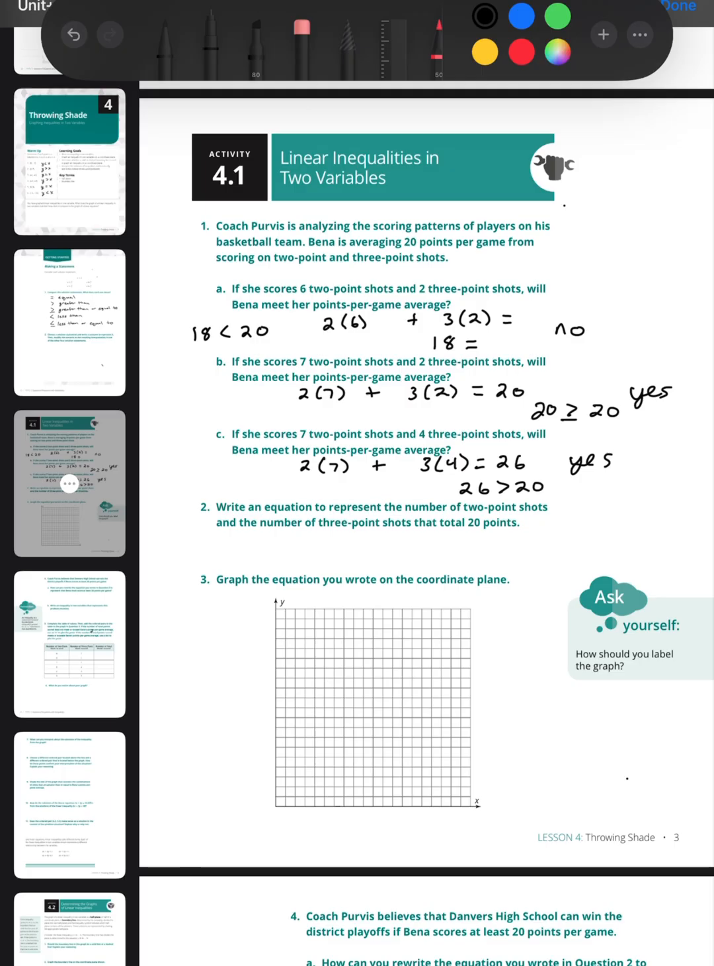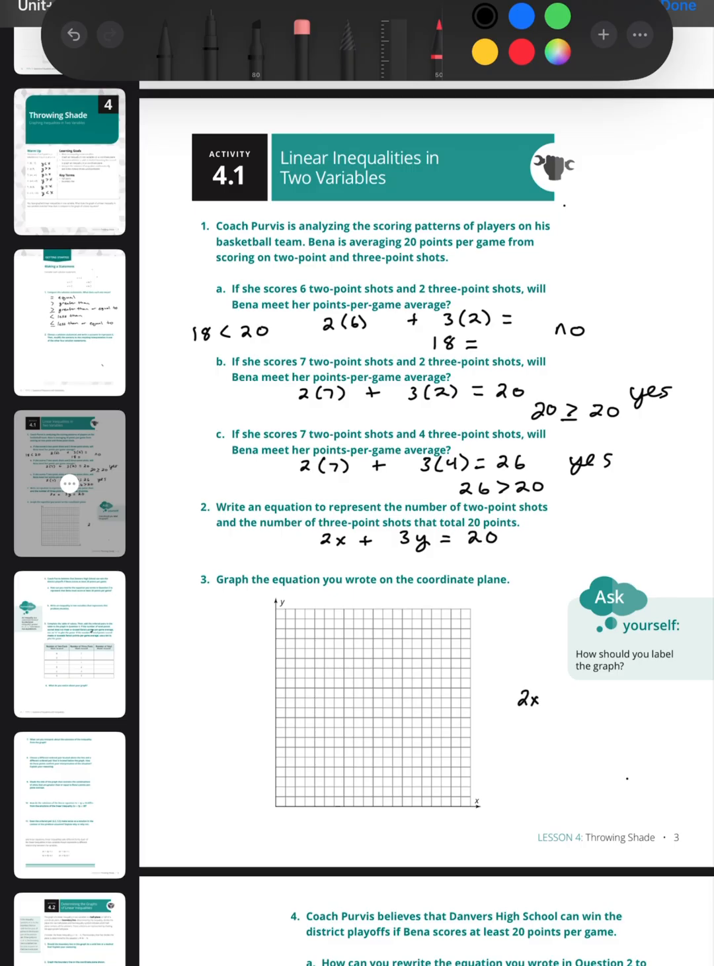So if we wanted to write an equation to represent the number of 2-point shots and the number of 3-point shots that total 20, we could call x 2-pointers. So we could say 2 times x plus 3 times y, y would be the number of 3-pointers, equals 20 points. So if we wanted to graph that now, 2 ways we could graph it. We could graph the intercepts, or we could solve for y and graph it. Either way would work. I'm going to graph it using the intercepts method.